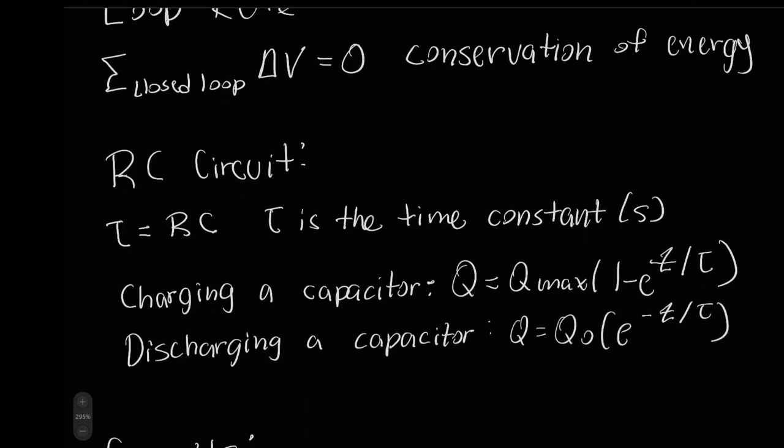If we're talking about RC circuits, one of the formulas is tau is equal to RC, tau being the time constant that has units of seconds. And if we're charging a capacitor, the formula is the charge is equal to the max charge times 1 minus e to the power of negative t over tau. And if we're discharging a capacitor, it would be charge is equal to the initial charge times e to the power of negative time over tau.